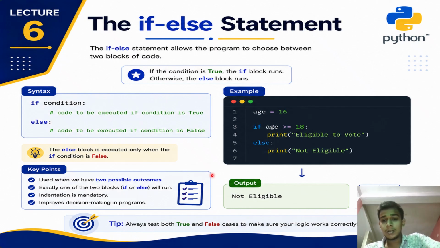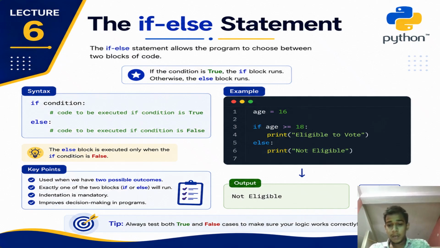If the condition is true, the if block runs. If the condition is false, the else block runs. Always use proper indentation because it is required in Python. As mentioned in the tip on this slide, always test your program with both true and false values. This helps us make sure that both the if block and else block are working correctly.